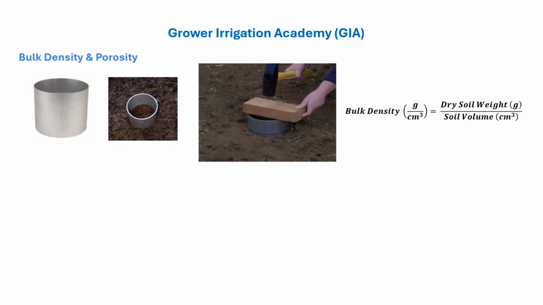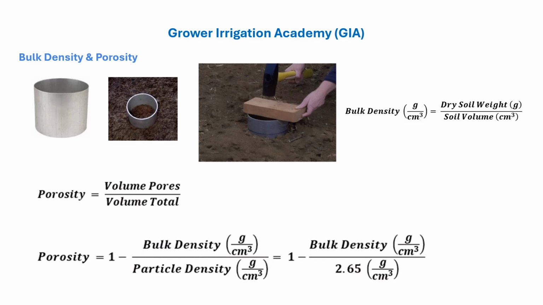The other soil parameter is porosity, which is the percentage of the soil's volume occupied by pores or voids. As mentioned earlier, the pore space can be filled with water or air, and porosity is a critical indicator of the soil's ability to hold and transmit air and water. Porosity is inversely related to bulk density.